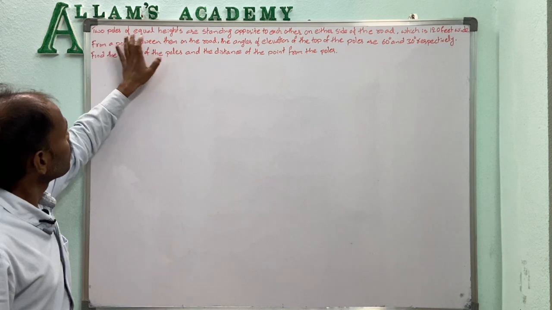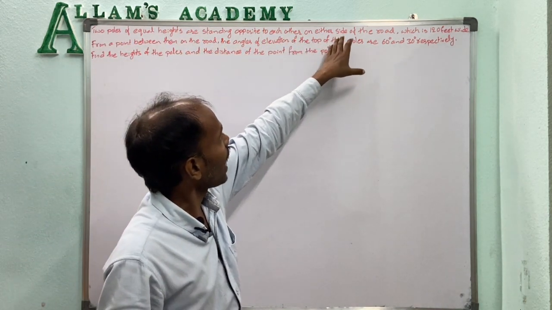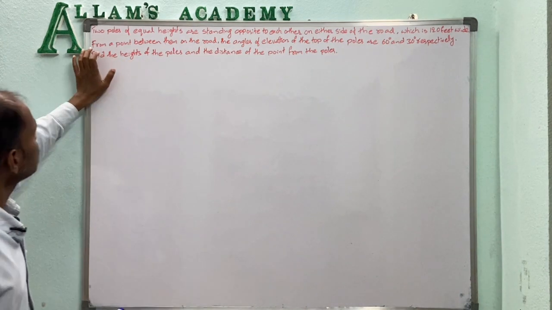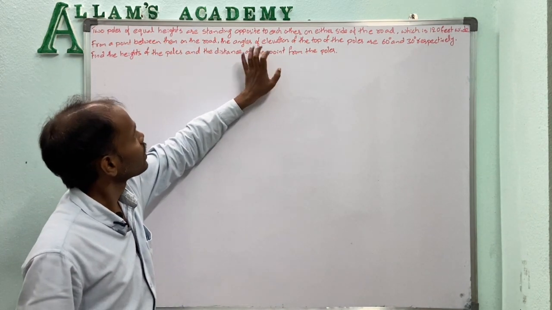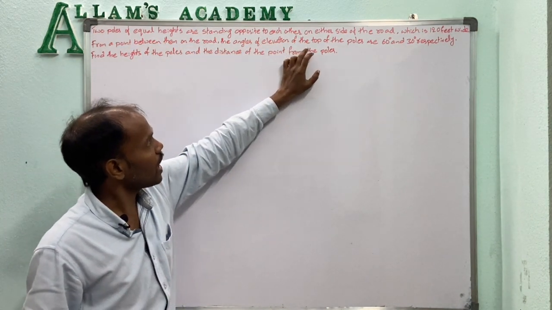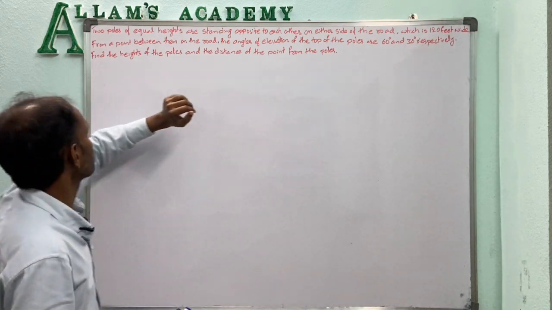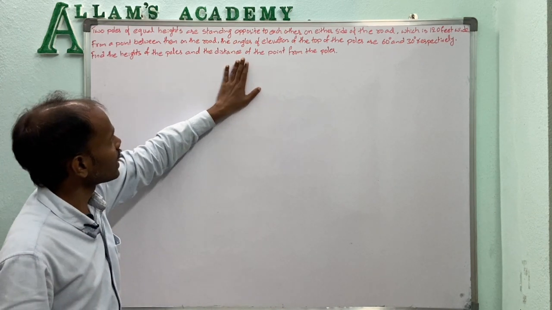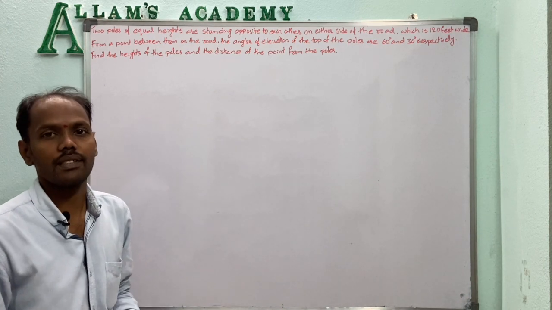Two poles of equal heights are standing opposite to each other on either side of the road, which is 120 feet wide. From a point between them on the road, the angles of elevation of the top of the poles are 60 degrees and 30 degrees respectively. Find the heights of the poles and the distance from the poles to the point.